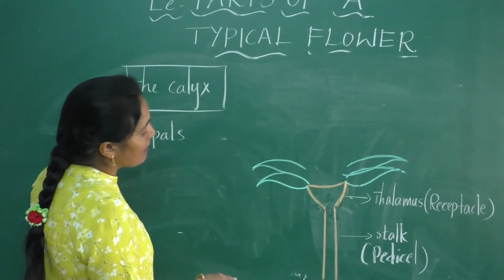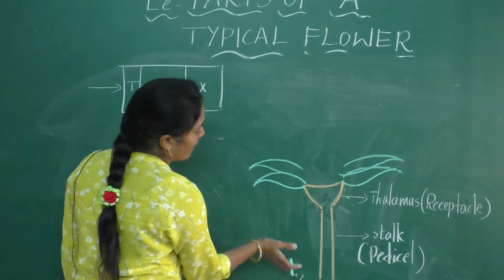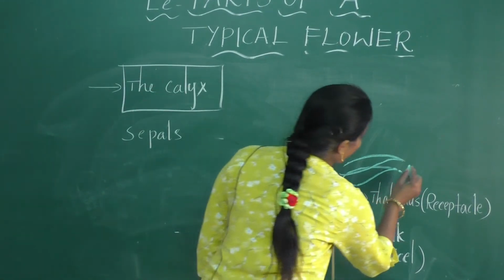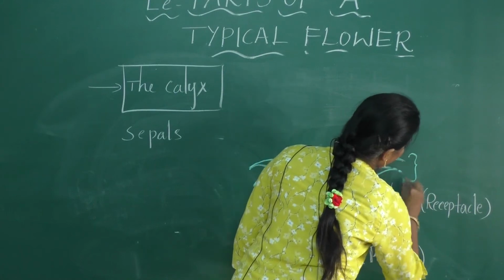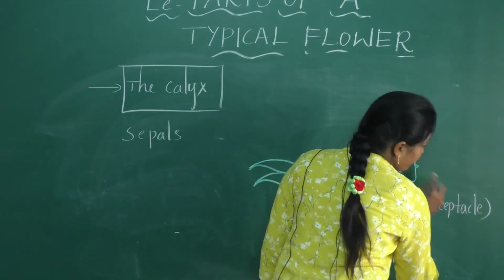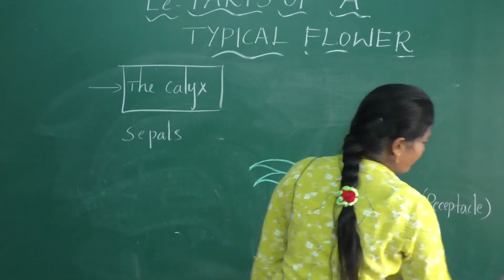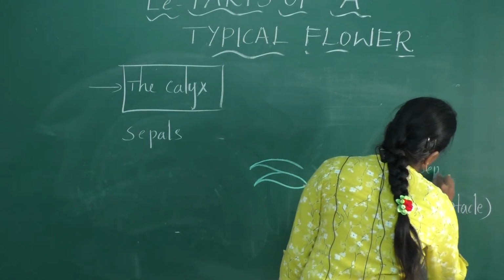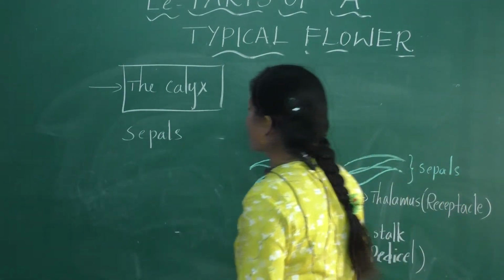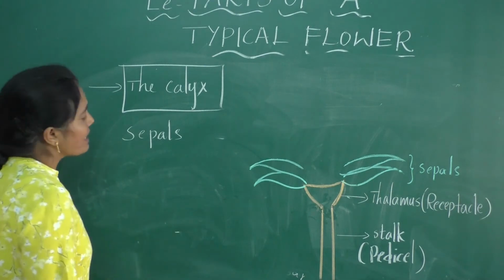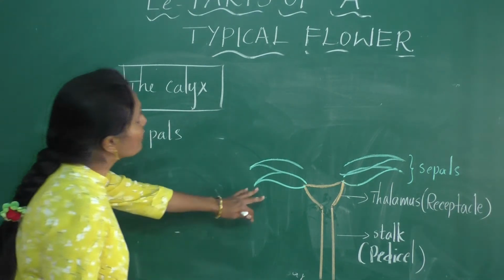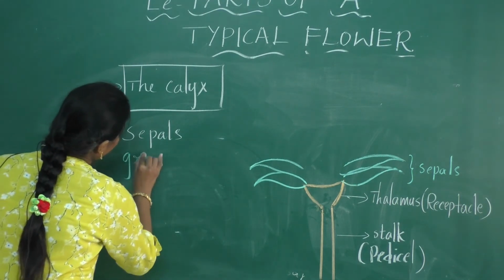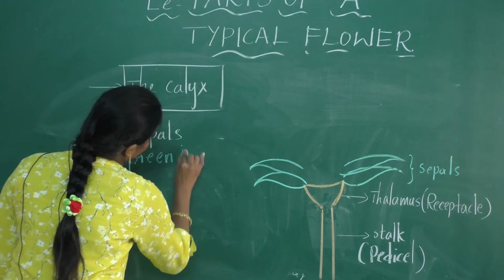If you draw the diagram in this way, sequentially, you are able to understand in a better manner. So this is the calyx. The constituent units are sepals. These are sepals. I have already drawn them with color. What is that color? Green. The reason I drew that color is that the sepals are green in color.